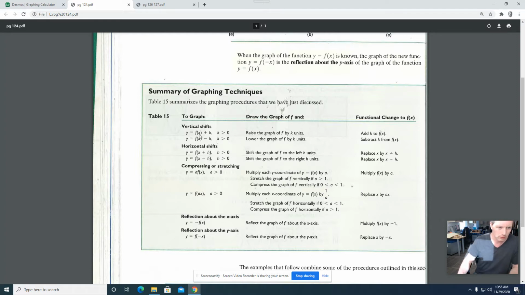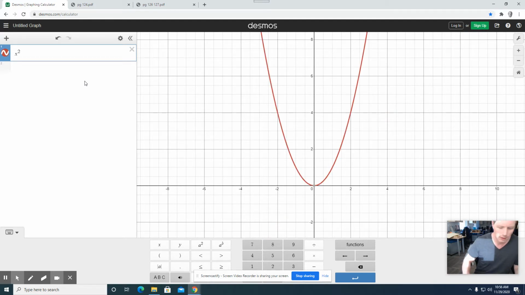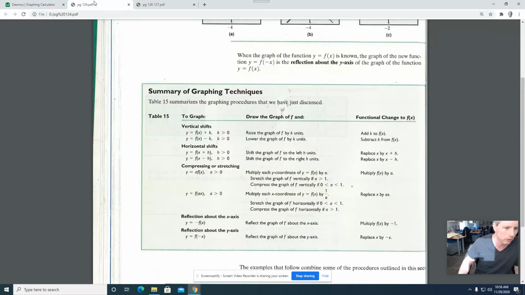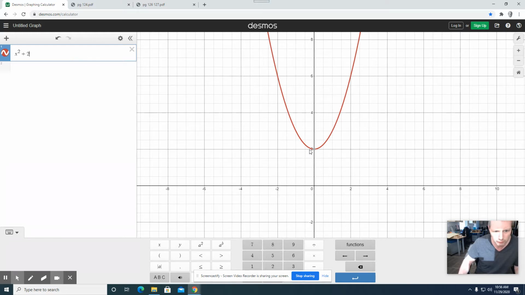If we're given a function, y is equal to f of x, and we want to shift that function up or down vertically, then we will add a value plus k or minus k. Let me just give you an example. The simplest function I think of is y is equal to x squared. If I want to move this function up by 2 units, I simply take plus 2, and that will shift my function up 2 units.